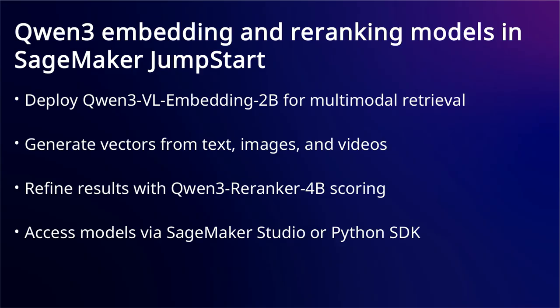You can then refine these results by deploying Qwen3 reranker 4B, which scores query document pairs to improve relevance across over 100 languages with support for text retrieval, code retrieval, and custom instructions. You can deploy both models through SageMaker JumpStart with a few clicks in SageMaker Studio or using the SageMaker Python SDK. The models work in tandem to build complete search pipelines on AWS infrastructure, with the embedding model handling efficient initial retrieval and the reranker providing precision in a subsequent stage.